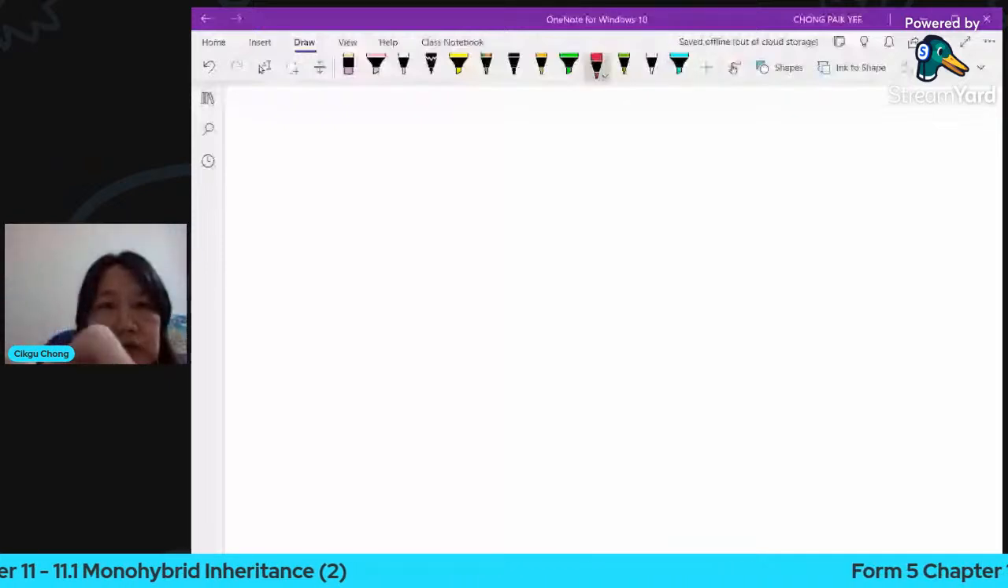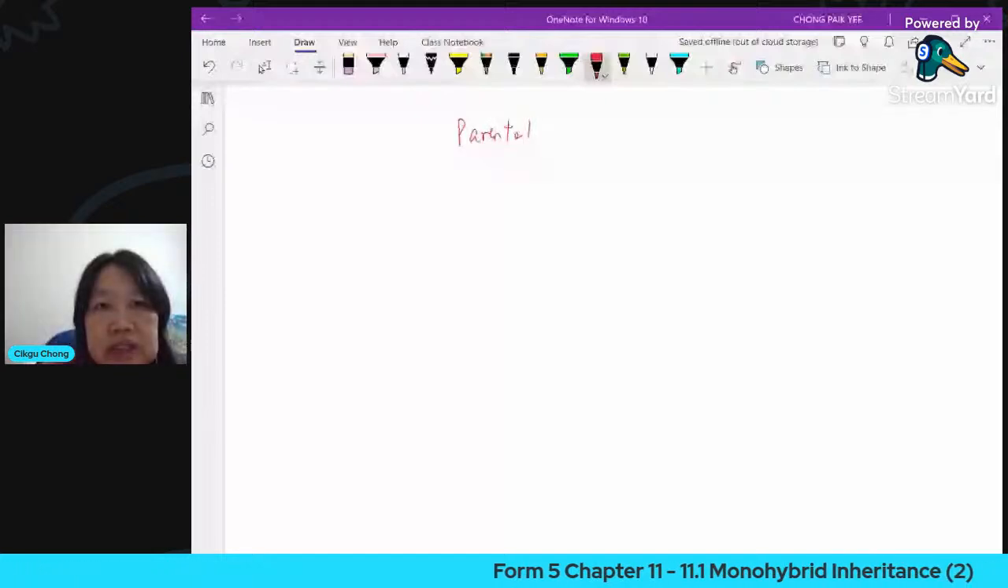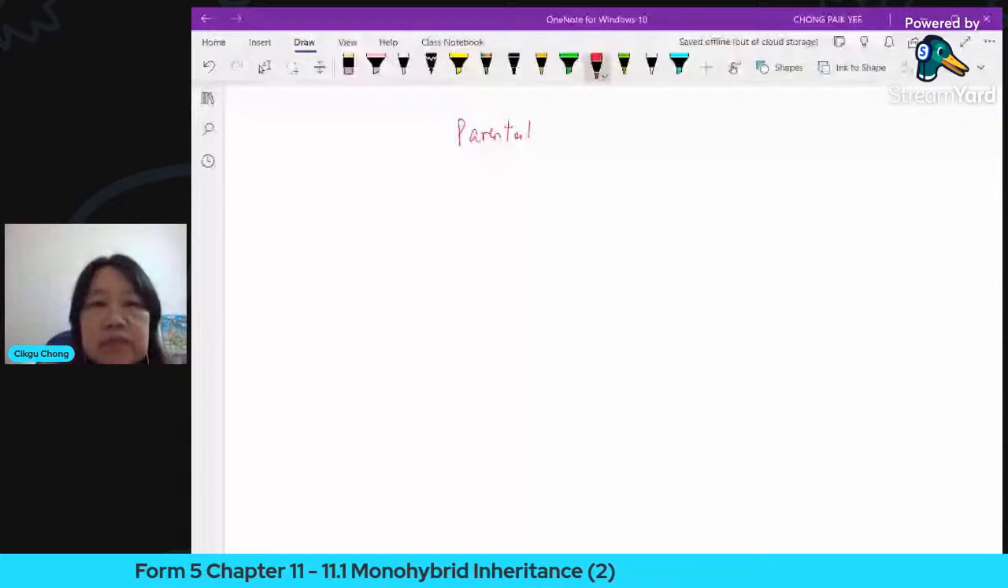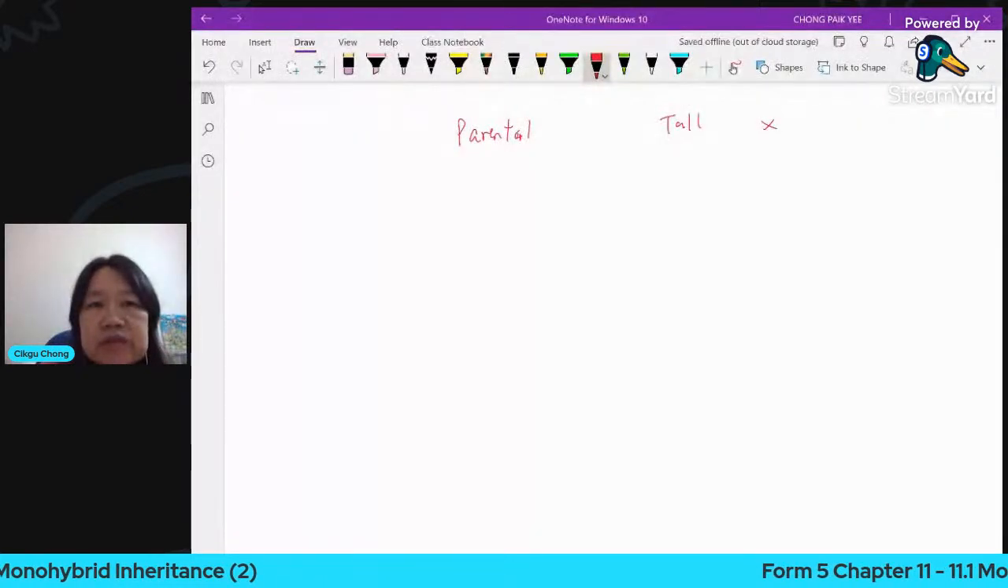Parental. Now always write all this at the side, because in SPM it was marked last time. If you just draw and never explain all this, you get it wrong. So you have to write here parental tall, and then you cross with short.